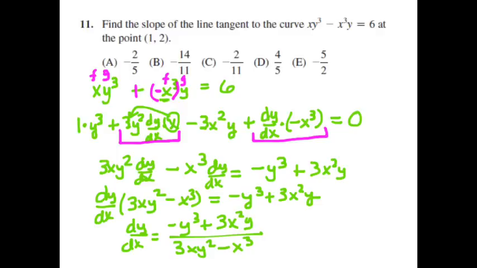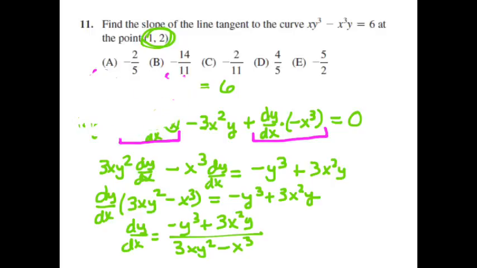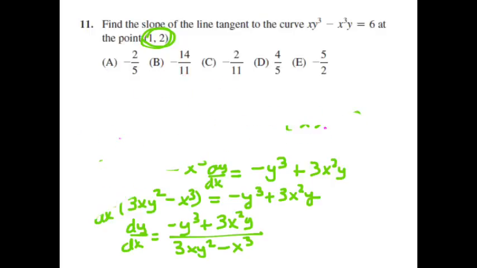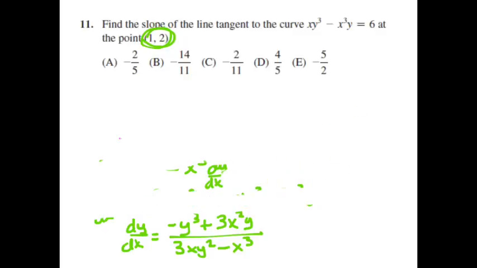And I want to know the slope of the line tangent to the curve at the point (1, 2). So I want the derivative at (1, 2). So I'm going to plug that in. I'm going to have to give myself a little room here. Let's erase some of the work. There we go. Keep my derivative though. All right.